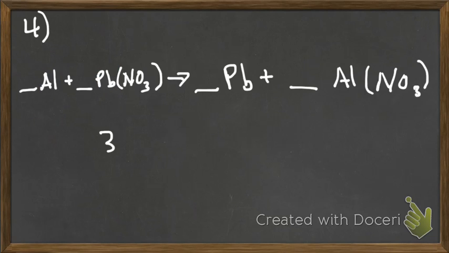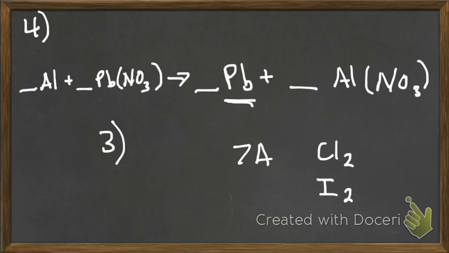Alright, step 3, check the subscripts. Pb is a metal, so usually when a metal is by itself, it's just monatomic. If it's in group 7A, then it's usually diatomic. So that's why something like chlorine wouldn't be written as Cl, it would be written as Cl2. Something like iodine wouldn't be written just as I, it would be written as I2. But this is a metal, so metals don't follow that same trend of being diatomic.